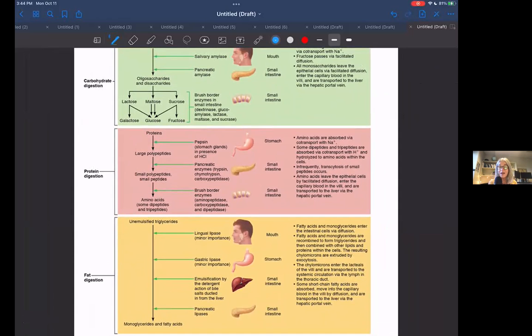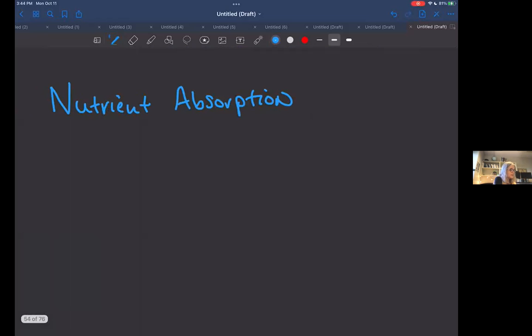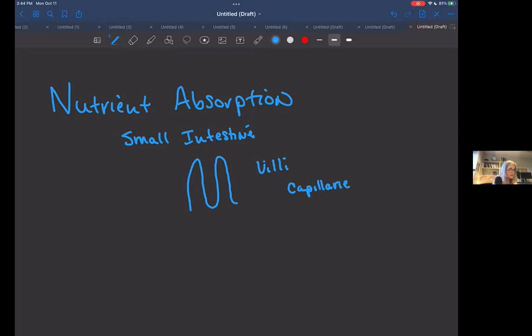But here we're talking about absorption. You'll remember that in the small intestine, we have a very large surface area. We have these structures called villi. Each of these villi has capillaries, but also a lacteal. The capillaries are where water-soluble nutrients are taken up. The lacteals are where we have lipids, or water-insoluble nutrients.